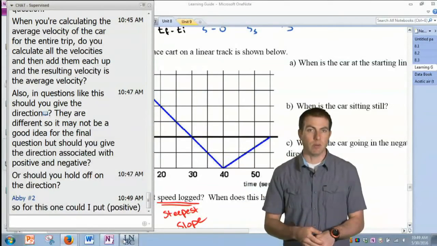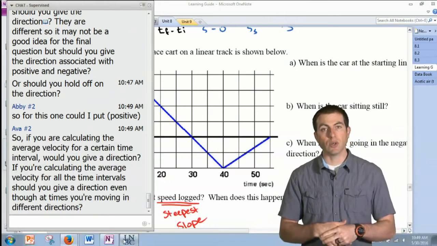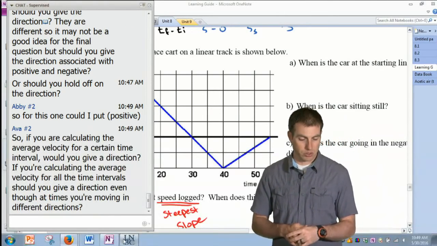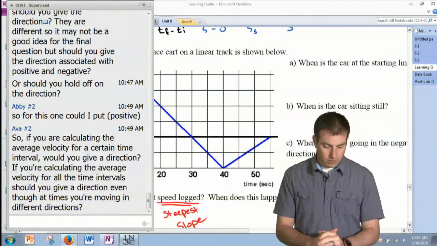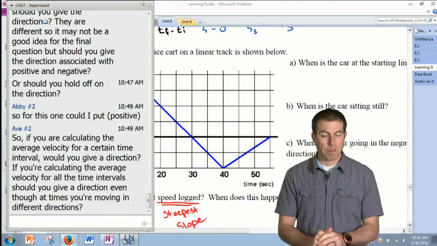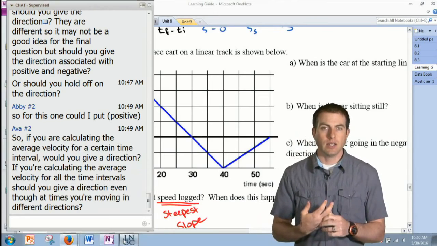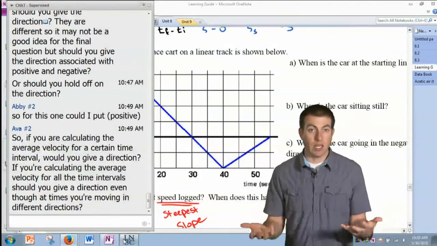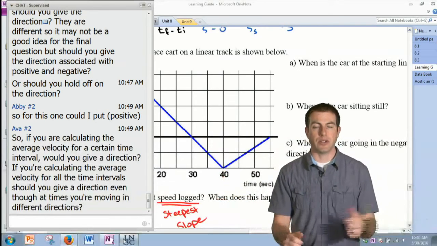If numbers in the question are positive and your answer is positive, then you know it's the same direction as whatever you're starting with. So again, when you're saying direction, I wouldn't say forward or backward. I would just say positive and negative. Positive is a direction, negative is another direction.